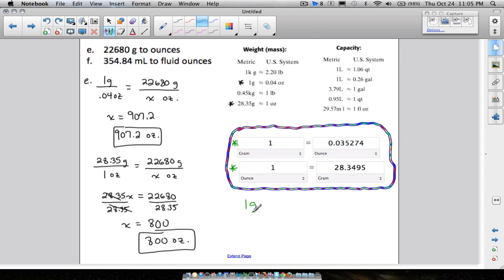So we've got 1 gram is the same thing as 0.035274 ounces. Now that right there is very similar to what we have here, except we rounded to the nearest hundredth. Notice if you round this to the nearest hundredth, that 5 tells that 3 to go up to a 4, which is what we have there. We're going to set this up, and now we have 22,680 grams over x ounces. Let's cross multiply here and see what we get.